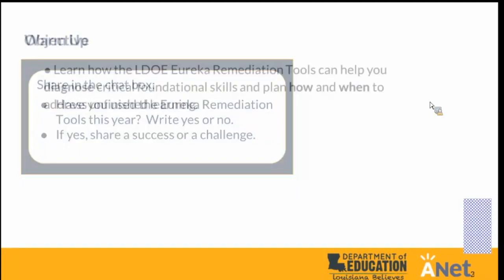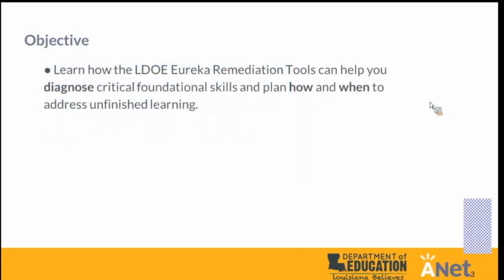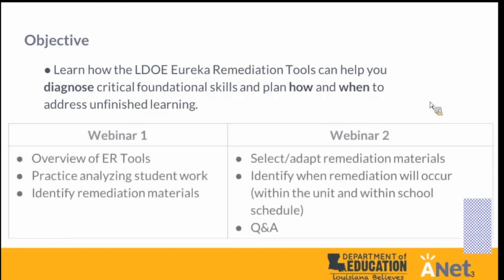Our objective for the next 2 webinars is to learn how the Louisiana Department of Education Eureka Remediation Tools can help you diagnose critical foundational skills and plan how and when to address unfinished learning. Part 1 today will be an overview of the tools, a practice analyzing the student work, and identifying remediation materials. Then we'll come back together for webinar 2 to select and adapt remediation materials, identify when the remediation will occur, both within your unit or module and within your school schedule, and do some Q&A as well.